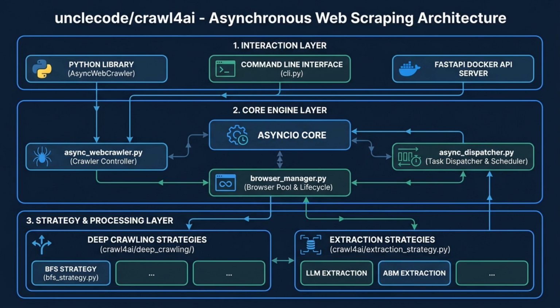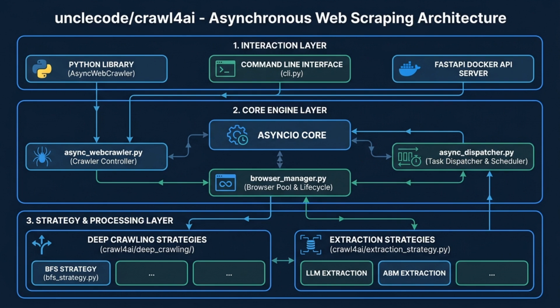A key technical highlight is its hybrid data extraction. It can use traditional, fast CSS selectors for structured sites, but it can also integrate large language models for semantic extraction. A developer can simply provide a data schema and a natural language query, and the tool uses an LLM to populate that schema from unstructured text.